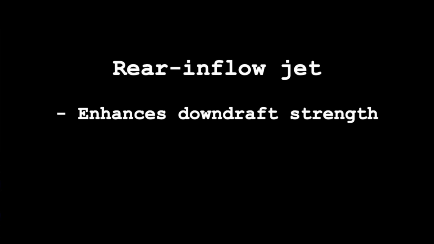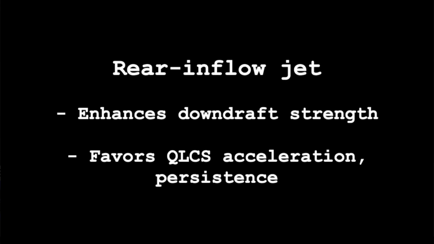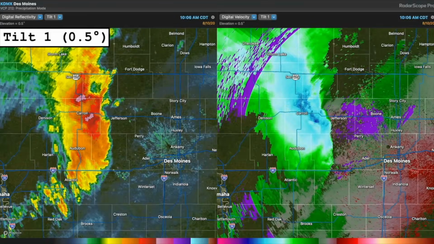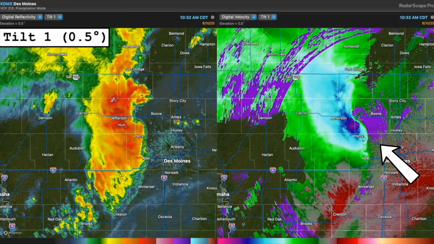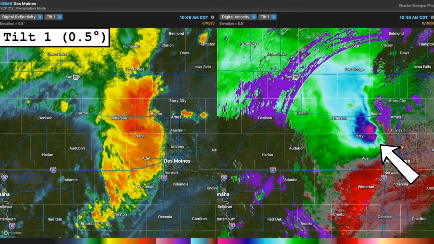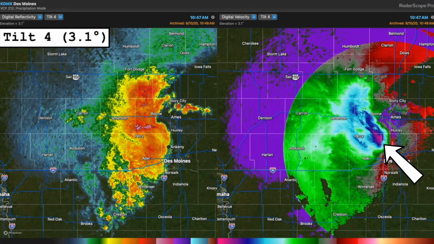Because the rear inflow jet is often cooler and drier than the surrounding air, it can enhance downdraft strength within the QLCS via evaporative cooling, leading to more intense surface winds, and it can also allow the QLCS to accelerate and persist for a longer duration. On radar, the rear inflow jet is manifested as an area of enhanced velocities on the backside of an ongoing bow echo, both at the lowest elevation angle and aloft.